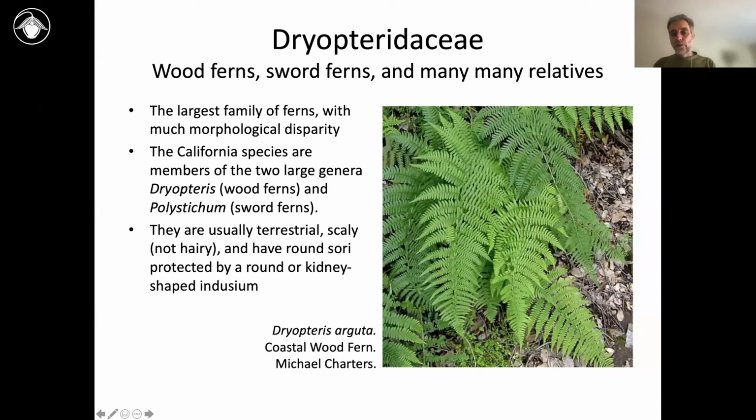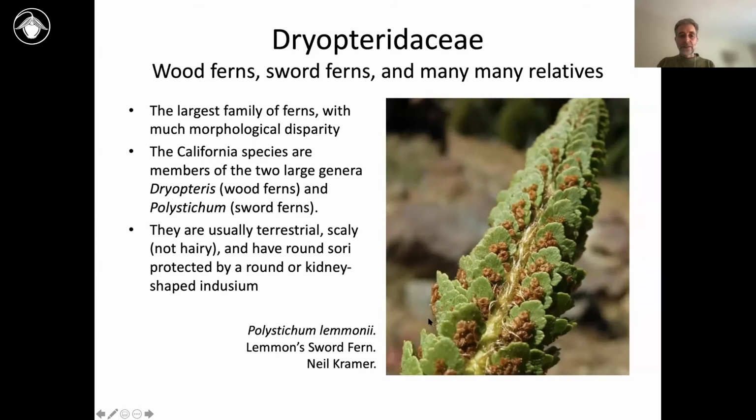And so here's a coastal wood fern, Dryopteris arguta, a very common species that we'll see if you step outside anywhere here in the East Bay and common throughout virtually all of California. And here's another example. You can see the scales all along the rachis there. And you can see those round sori. In this case, they have a peltate indusium, i.e. a round indusium that's attached in the middle like a little umbrella. Classic Dryopteridaceae characteristics.